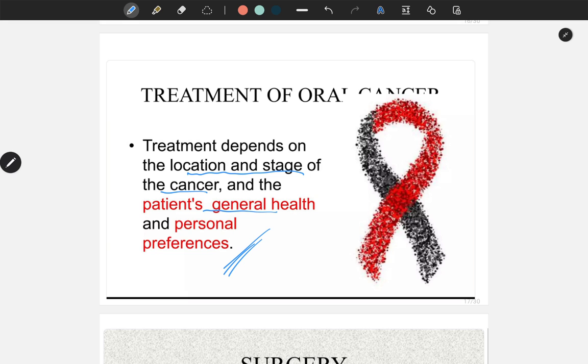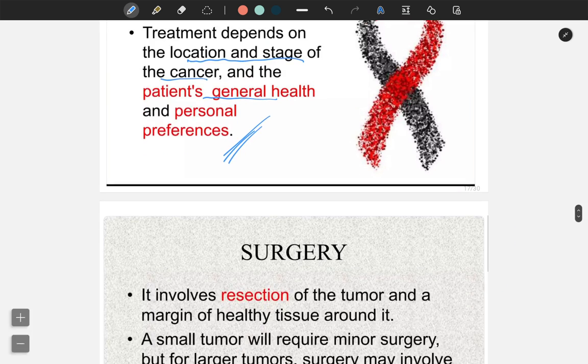If the patient is elderly, the prognosis of that patient will be poor. So we have to check the proper age of the patient before going for surgery, and what the preferences of the patient are, whether he has to go for surgery. His family members and the patient will decide what he has to go for. Okay, so all these points should be taken into account during treatment of the oral cancer.